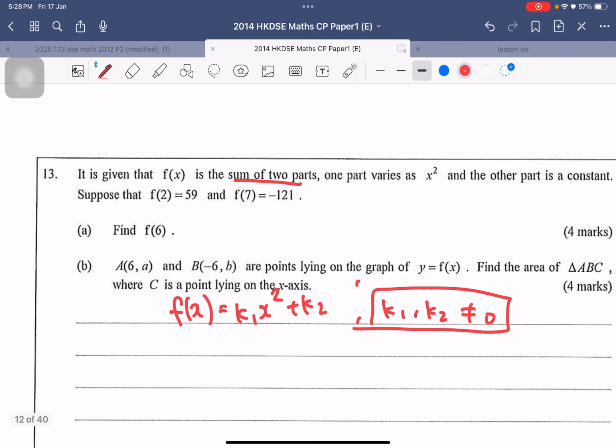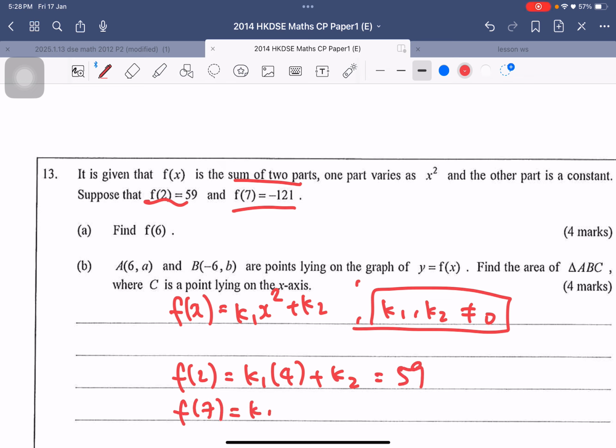So now we can use these 2 things. We have f(2). What's the meaning of f(2)? You replace x by 2. So k1 times 4 plus k2 is equal to 59. Then I have f(7) is equal to k1 times 49 plus k2 equal to negative 121.